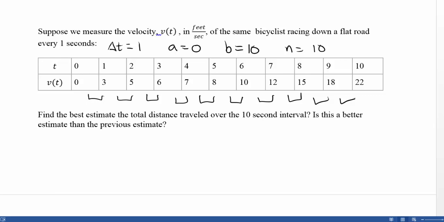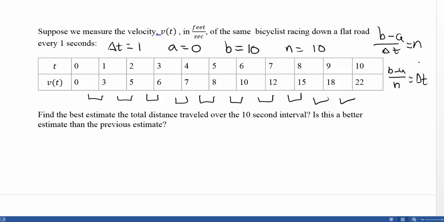But I also have this relationship that b minus a divided by delta t equals n. Similarly, I can use that b minus a divided by n equals delta t. So if you know the length of your interval, so here b minus a is 10 units long, and you know either your delta t or your n, you can use that to find the other one if you need it for some reason.